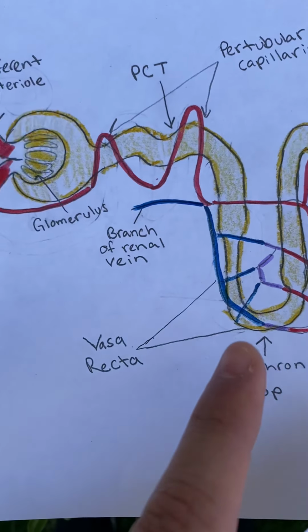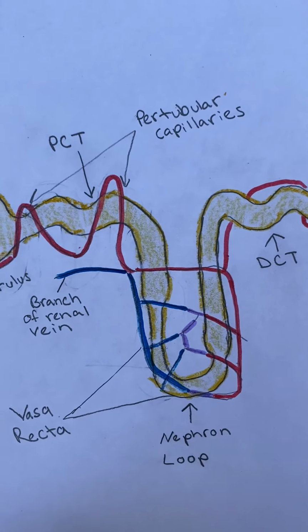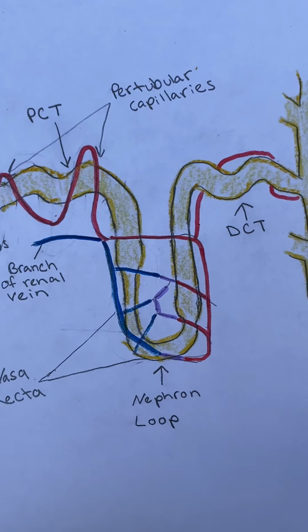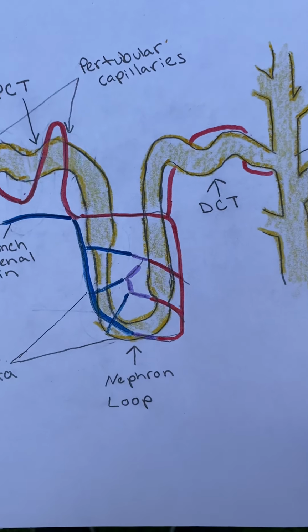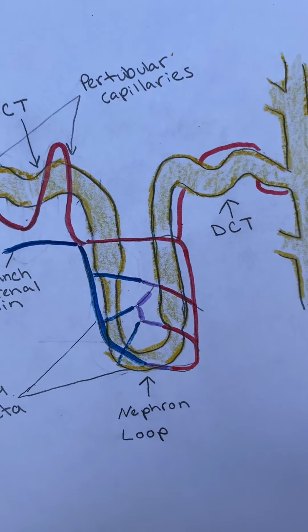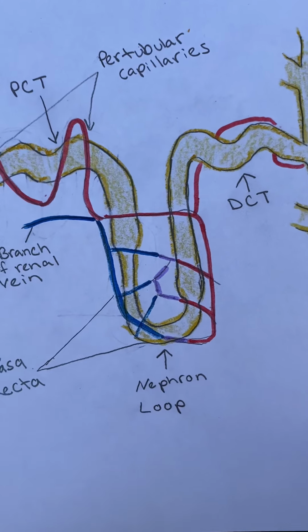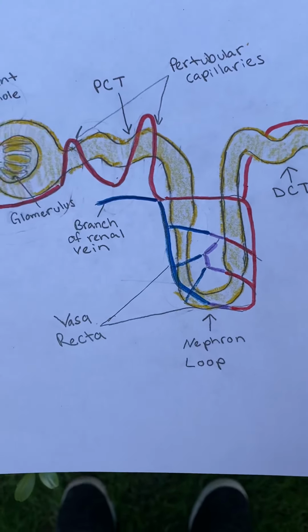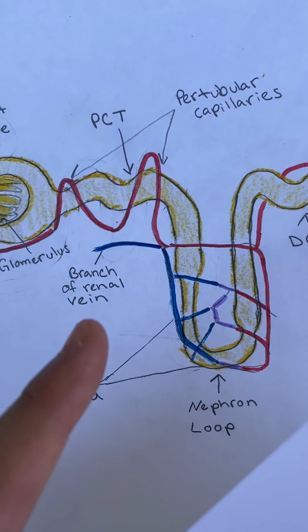The vasa recta is an extension of the peritubular capillaries, and they help conserve water by receiving it from the descending loop of Henle and receiving salts from the ascending loop. So it branches off to the renal vein.